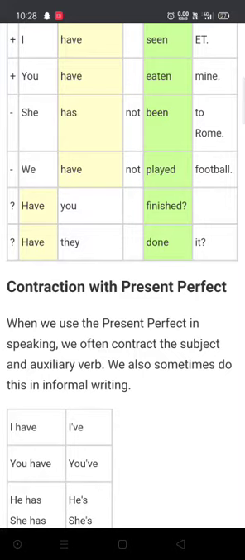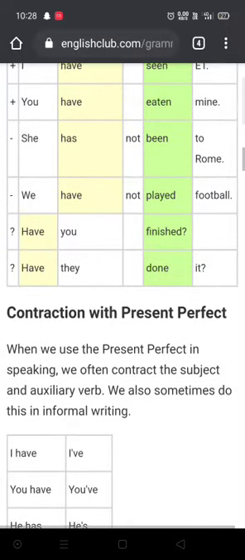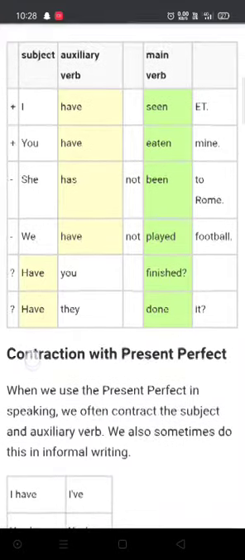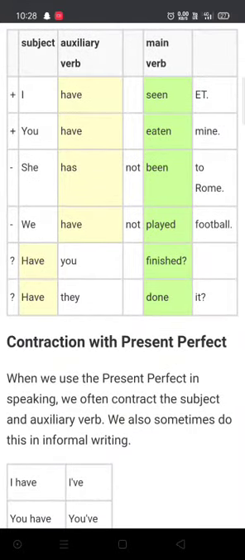Okay, then negative sentence, next example is also a negative sentence. We have not played football. We is the subject, as I told you. See both the examples of the negative sentences. The first is of she has, second is of we have.